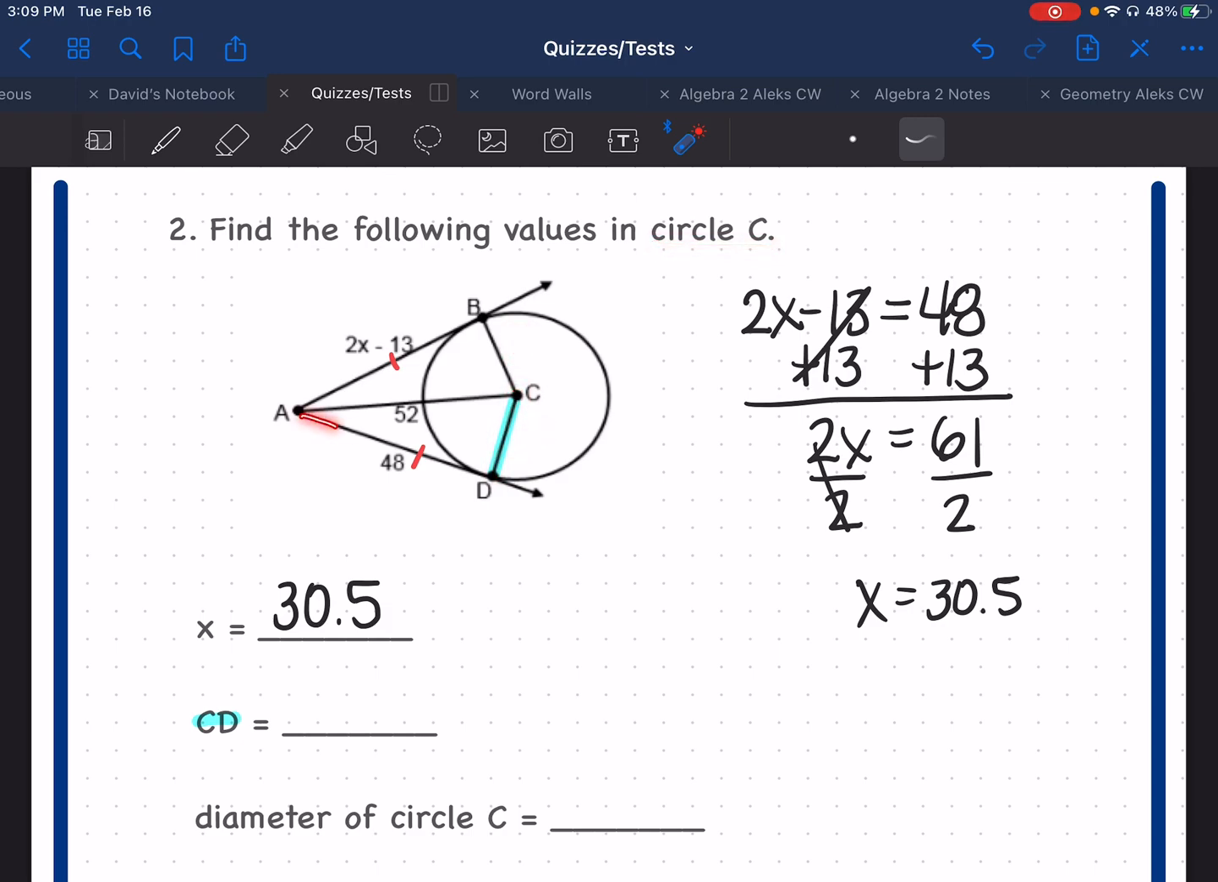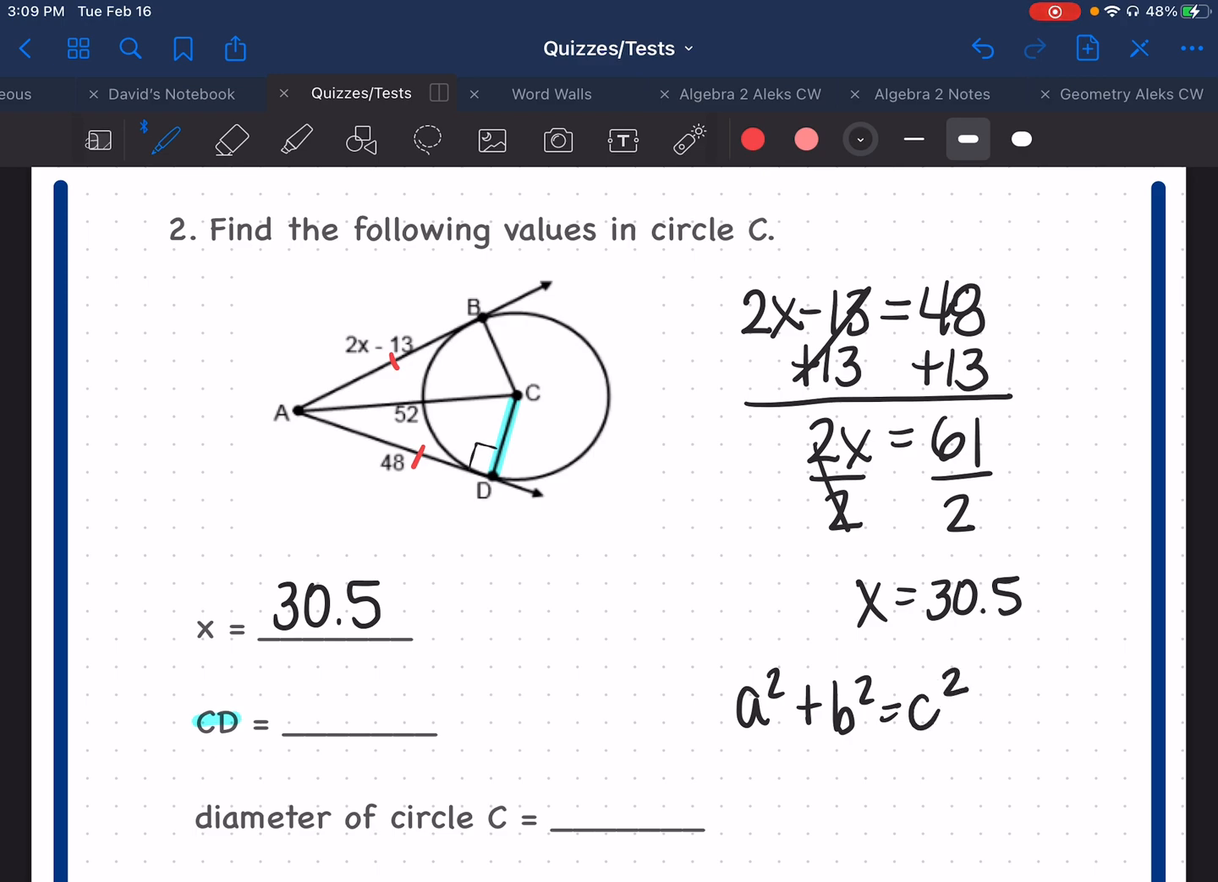But there was a theorem that says when I have a tangent that intersects the radius, they are perpendicular to each other, which makes a 90 degree. So I'm going to go ahead and add that in there. And then if you look right here, you have a right triangle. You know 2 of the sides. You can use the Pythagorean theorem to find the third. So A squared plus B squared equals C squared.